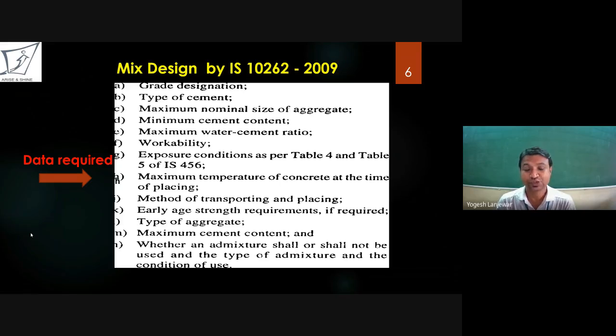See, the use of admixture is totally dependent upon the requirement. If you want the concrete to get strength very early, then we can use admixture. If you want to reduce the water cement ratio, then in that case also we can use admixture. So the use of admixture totally depends upon the requirement.